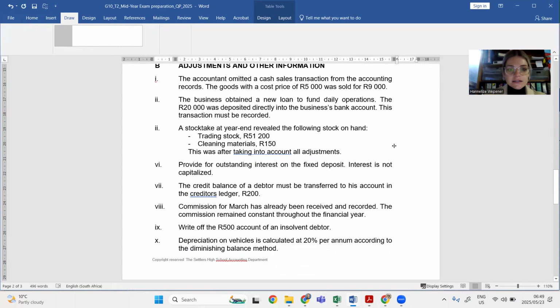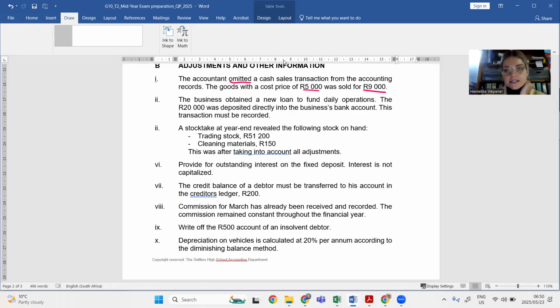So the accountant omitted, in other words, the accountant did not record a cash sales transaction from the accounting records. Goods with a cost price of 5,000 Rand was sold for 9,000 Rand. So first of all, always go back to, if something has been omitted, I need to now record this. So I need to understand my transaction.